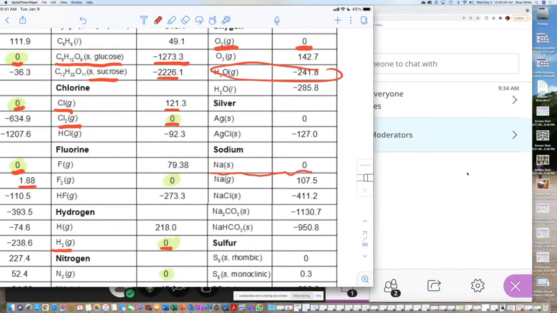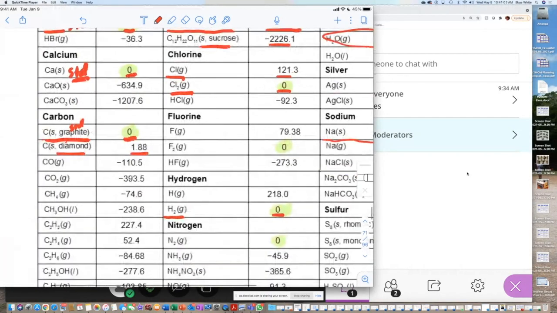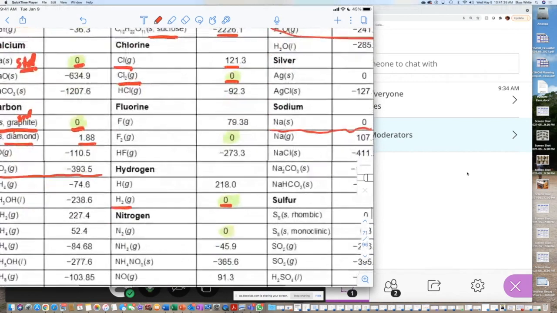Then I need what else? CO2. CO2 is right here. CO2 is negative 393.5 kilojoules per mole. CO2 is gas, right? They said gas to help us figure out the right one. Now I know oxygen is going to be 0, right? Oxygen, I saw that somewhere here. That's 0. But I need octane.